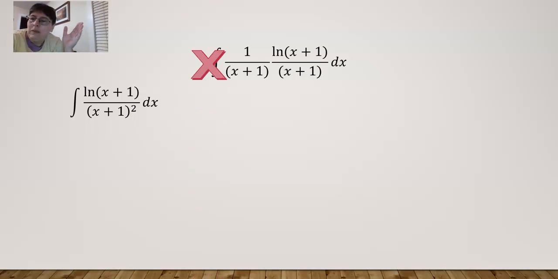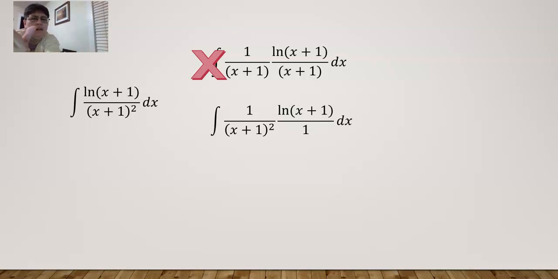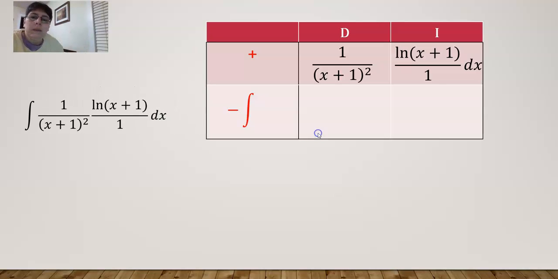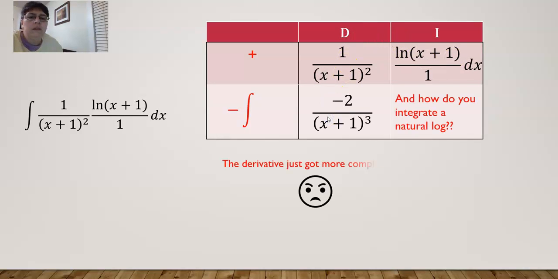Alright, so we know one way that doesn't work. How about we pull all that x squared out? Or that quantity that's squared out. I'll just go derivative and integration. Just see how this works. So, just writing it across. Okay, derivative. Derivative looks more messy. And how do you integrate a natural log? I'll show you that next.